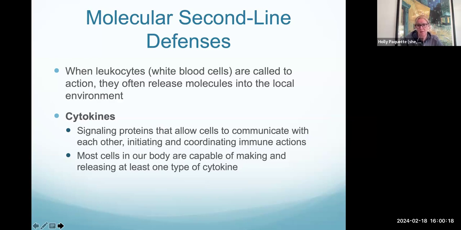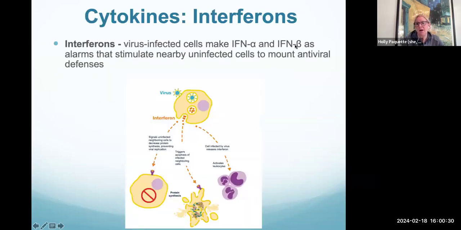Most cells in our body are capable of making and releasing at least one type of cytokine, but we know that especially the immune cells can make many of these and coordinate that immune system. So the first one that I want to talk about is the one that plays the biggest role with viruses, and that's what are called interferons. Interferons are when a virus-infected cell sends off a chemical signal to warn neighboring cells around it that are not yet infected. And basically, they tell those other cells to mount a defense.